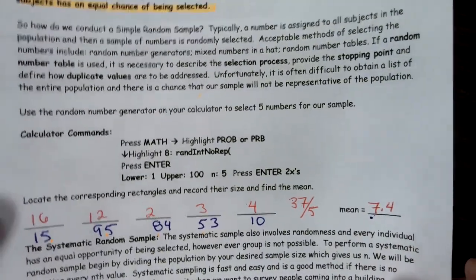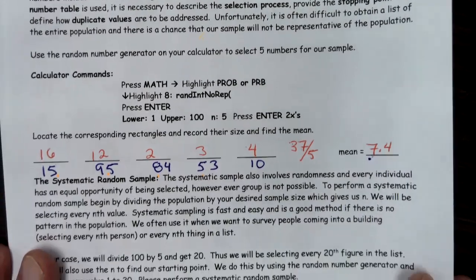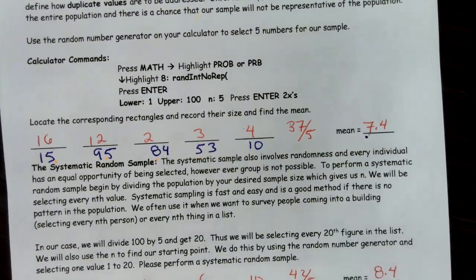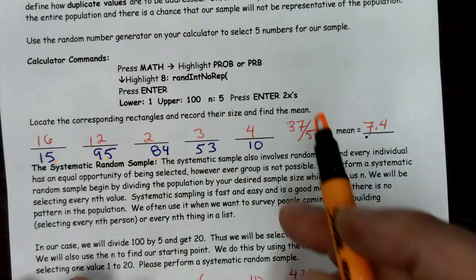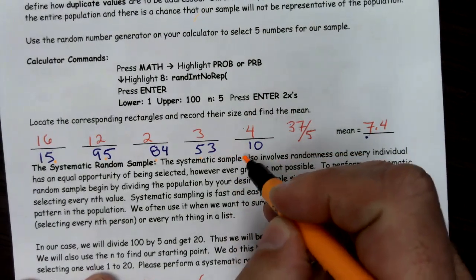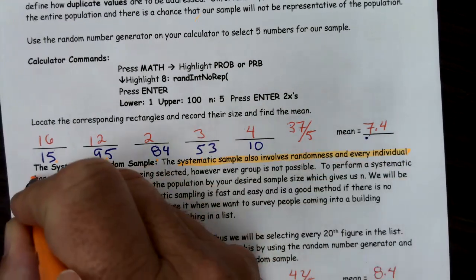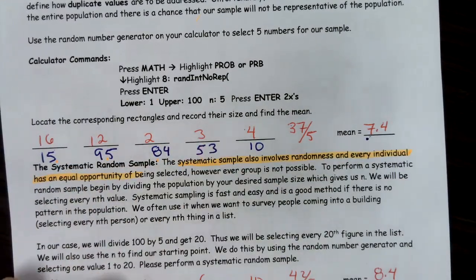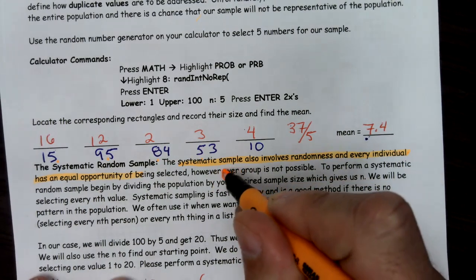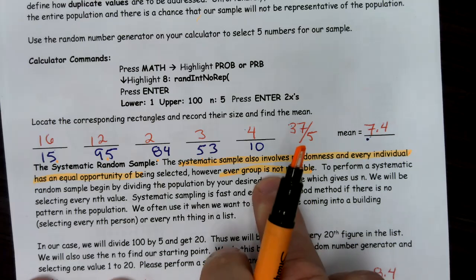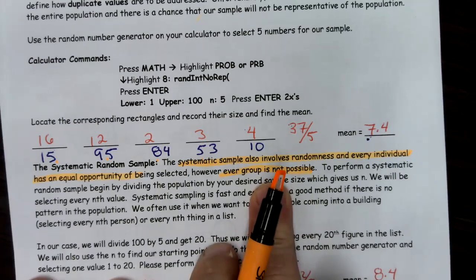All right. A systematic random sample involves randomness, and every individual has an equal opportunity of being selected before I start, because I randomly select the very first number. All right. And in this case, every group is not possible. Every group is only possible with a simple random sample.